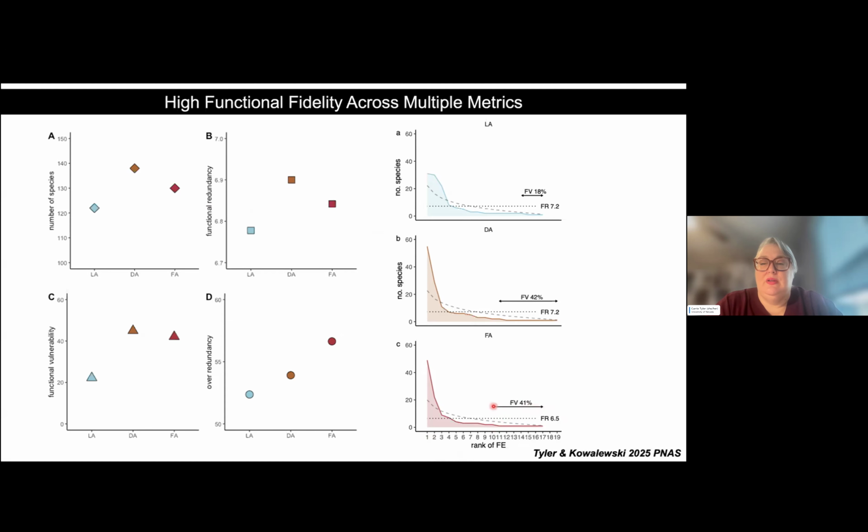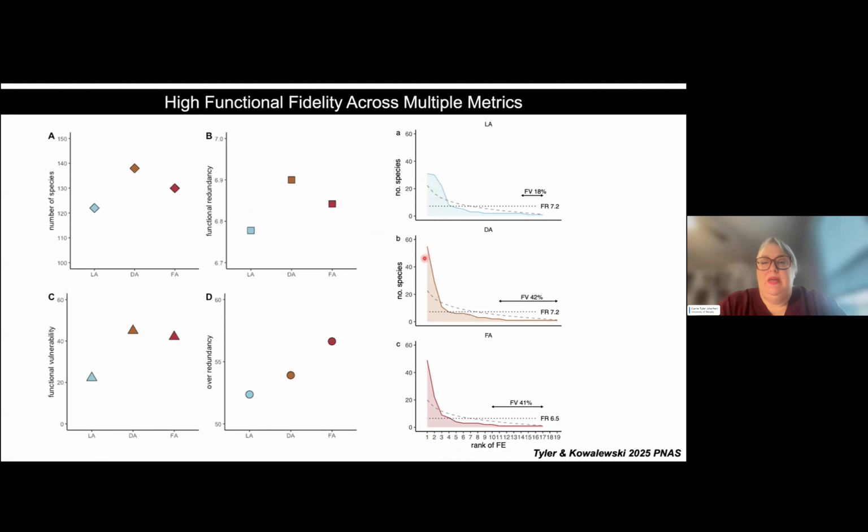So the functional vulnerability here in the fossil assemblage is 41%. In the death assemblage, it's 42%. So these are the functions that are vulnerable. And you can see it's only 18% in the live. This dashed line here represents the redundancy. So all of the functions that are above this line are over redundant. And again, you see it's quite consistent across all of these.